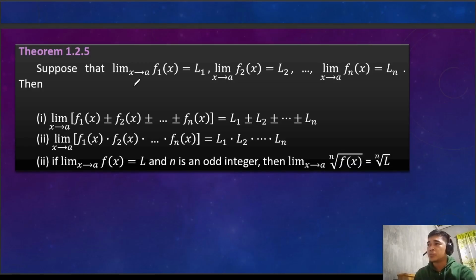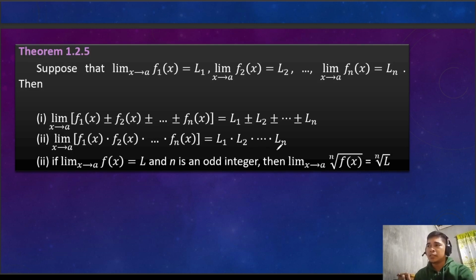Theorem 1.2.5: suppose that the limit of f sub 1 of x as x approaches a is equal to L sub 1, the limit of f sub 2 of x as x approaches a is equal to L sub 2, and so on, to the limit of f sub n of x as x approaches a is equal to L sub n. So we have three results here. The limit of f sub 1 of x plus or minus f sub 2 of x plus or minus and so on, plus or minus f sub n of x as x approaches a is equal to L sub 1 plus or minus L sub 2 plus or minus and so on, plus or minus L sub n. The second one is the limit of f sub 1 of x times f sub 2 of x times and so on, times f sub n of x as x approaches a is equal to L sub 1 times L sub 2 times and so on, times L sub n.